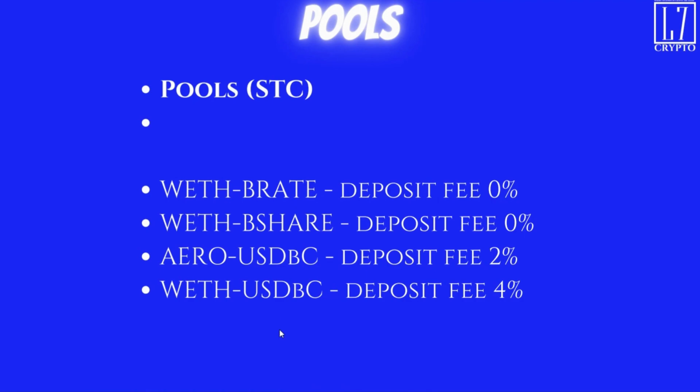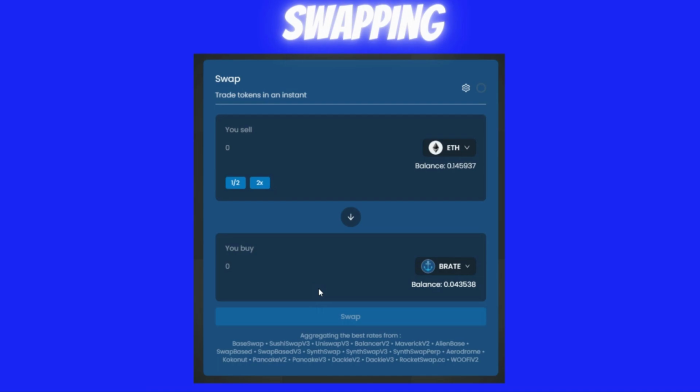And you can see the deposit fees here as well. Those are the 4 pools: the wrapped ETH and B rate, the wrapped ETH and B share, ARO, and the USDBC. Now, the USDBC is the USDC on the Base blockchain. That's why that little B is in there. And then, of course, the wrapped ETH and the USDBC. Swapping. I'm going to show you all of this when we watch the video, because you can swap it. You can do everything right there inside of the UI.